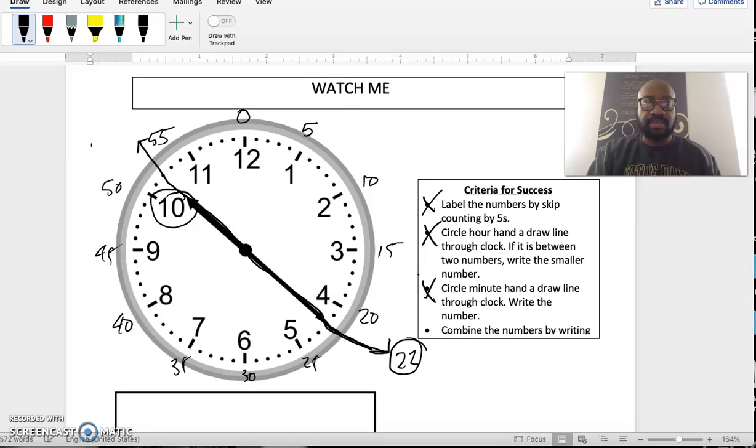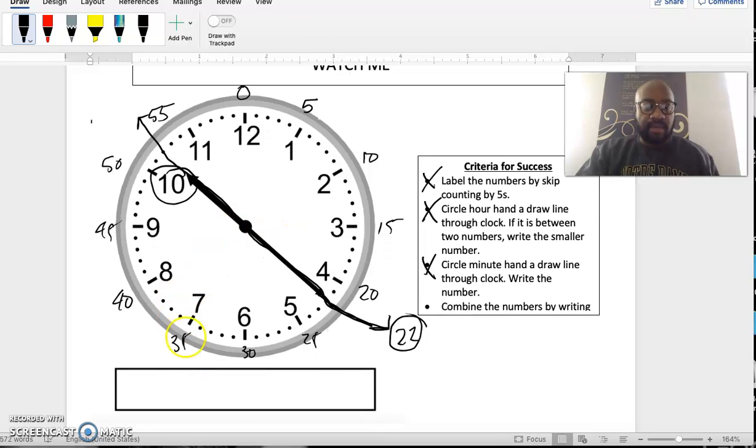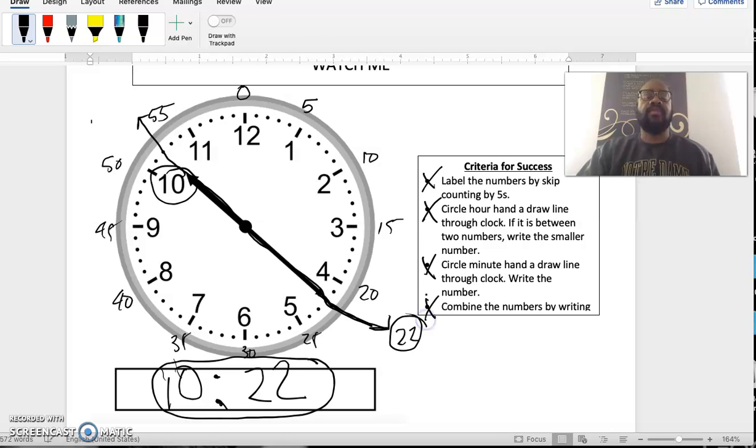So now I'm going to combine the hour and the minute. The hour was 10. Draw my symbol for time, 22. So the time on this clock is 10:22. That is how I find the time on a clock.